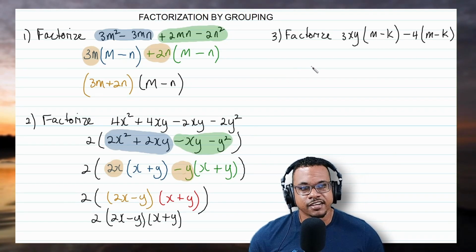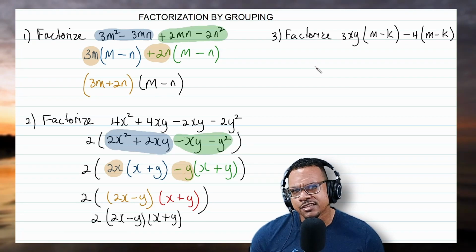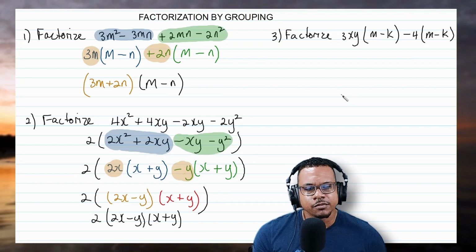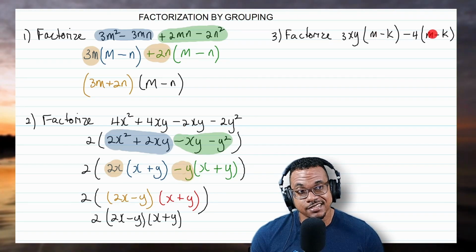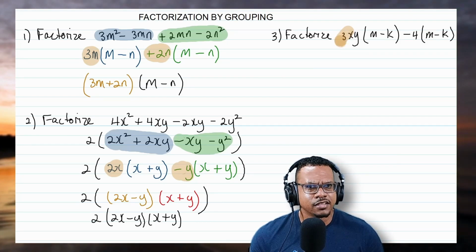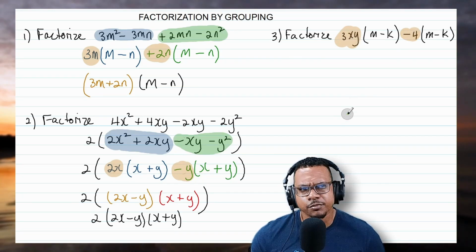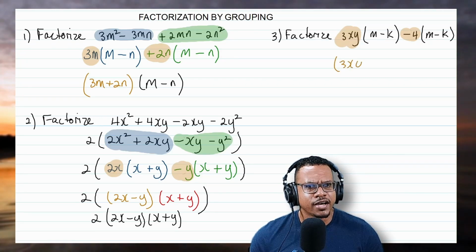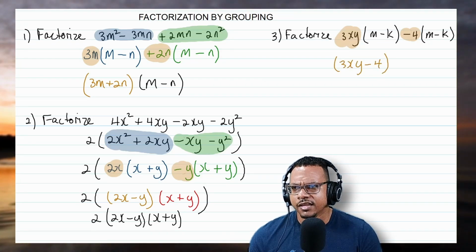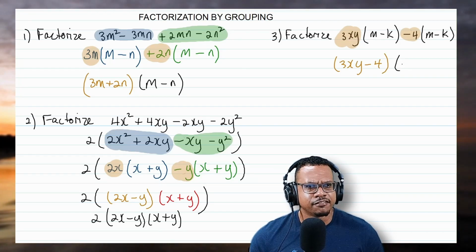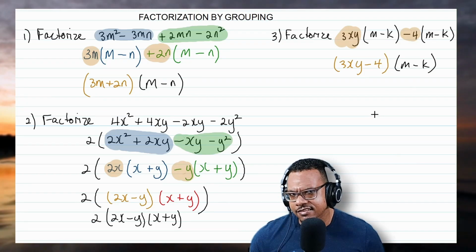Alright, so my third question here for factorization by grouping is a bit of a trick question, because some students just think you've got to expand these brackets and then factorize. But the point to note here is that you see that these two brackets are the same. So all you have to do is just take what's outside the brackets, meaning the 3xy and this negative 4, and put that in brackets. So that's going to have the 3xy take away 4. And then I can write this m take away k. That's occurring twice, so just write it once in brackets. So I'm going to have m take away k. And that's the answer. As simple as that.